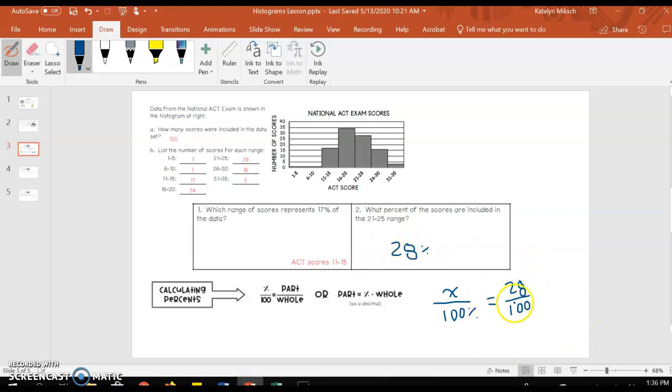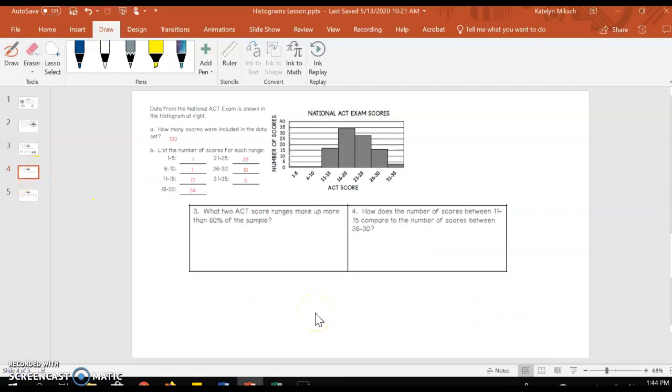So let's say you were doing this on your own and you didn't realize that anything out of 100, you already have the percent right there. You would cross multiply. 28 times 100 would be 2,800, and that would equal 100x. So when you do your division to get x by itself, you would get 28%.